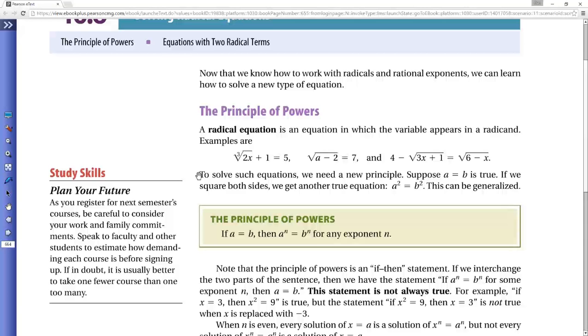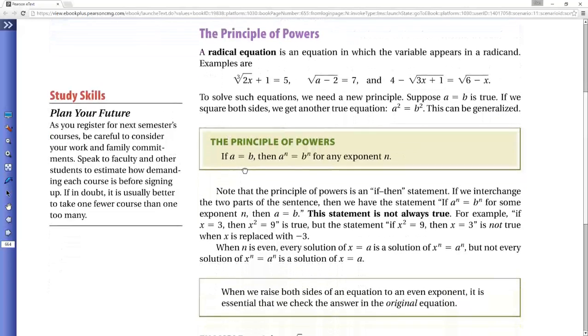This can be generalized. In other words, they don't go through a lot on the proof for this, because there also are some issues to doing this when we get into higher levels of mathematics. When you do these kinds of things, sometimes you can create a false solution or miss real solutions. But for this lesson in this chapter, we're going to use this, and that's what this next paragraph talks about, that the principle of powers is an if-then statement.